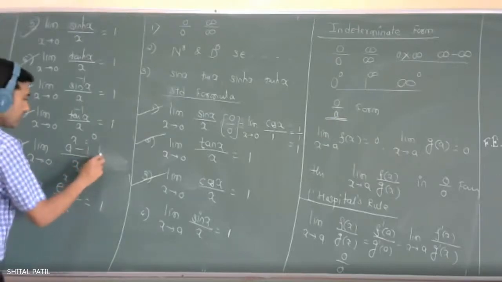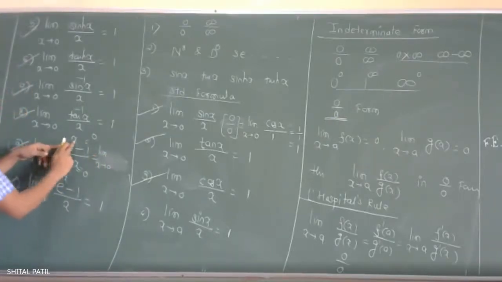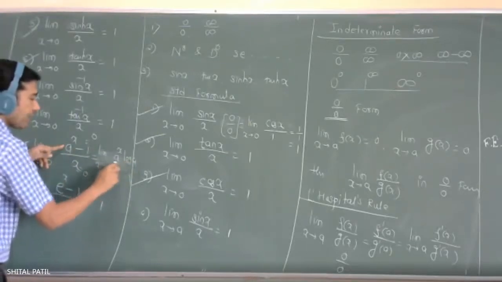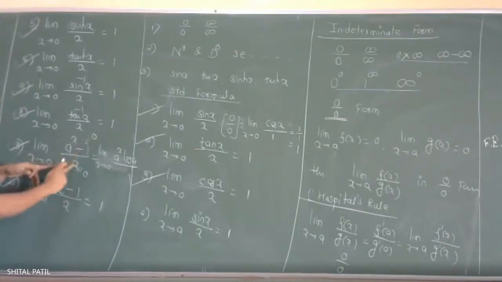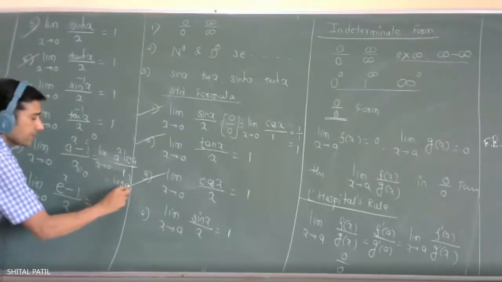Limit x tends to 0. Derivative of numerator. What is the derivative of a raised to x? a raised to x log of a, divided by the derivative of the denominator. Derivative of 1 is 0, derivative of x is 1. Now substitute x equal to 0. a raised to 0 is 1. What will remain? Log a. And therefore the answer is log a.